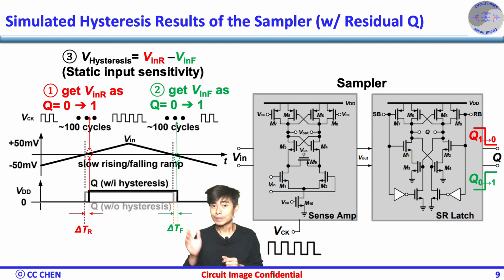The hysteresis of the input voltage is V in R minus V in F, which is usually the static input sensitivity of the sampler, and that's usually not quite useful, since the clock to Q timing of the sampler was not included. So, we rarely discuss this hysteresis voltage. How about hysteresis time?